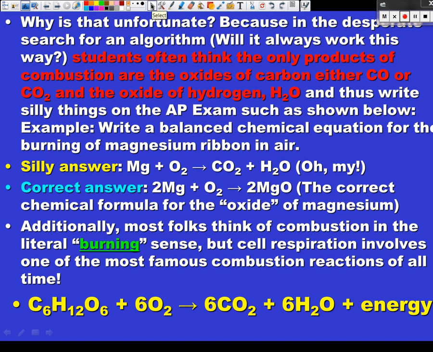Okay. And thus, silly things on the AP exam, shown below. An example: write a balanced chemical equation for the burning of magnesium ribbon in air. Mg plus O yields CO2 plus H2O. What in the heck is wrong with that? There's no carbon nor hydrogen in the reactant, so what you start with, you must end with. That should be common sense.